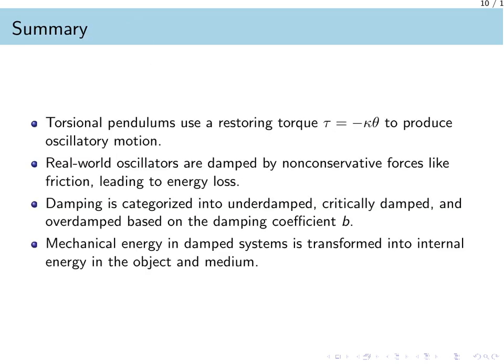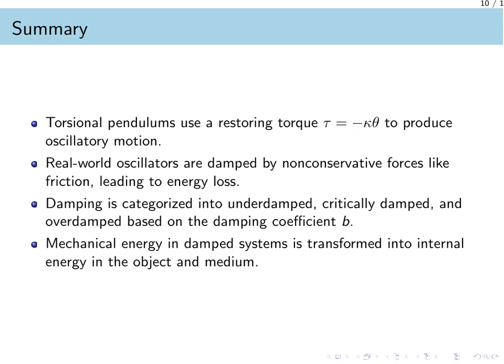In summary, we have seen that torsional pendulums generate oscillatory motion using a restoring torque that is proportional to angular displacement. We also learned that real oscillators are almost always damped by non-conservative forces such as friction, which leads to a loss of mechanical energy. This energy is not destroyed but is instead transformed into internal energy.